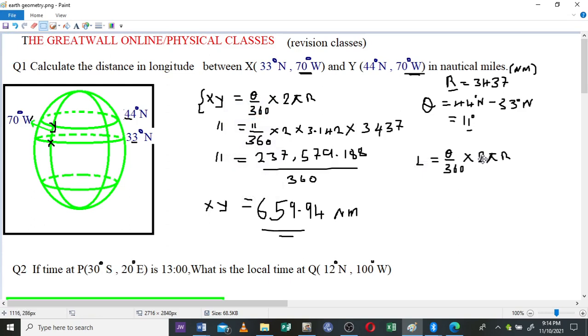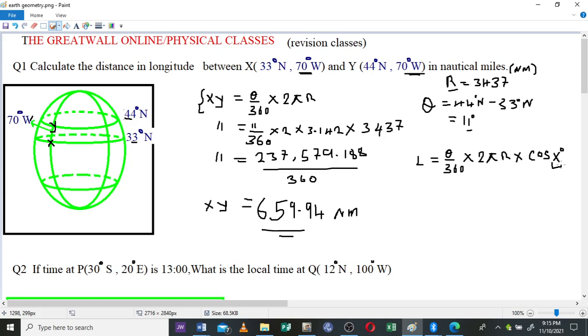So the first part is still the same. Now the only difference is that here you're going to multiply by cos theta, or cos x degrees. Now this x degrees represents the latitude at which 2 points are lying.